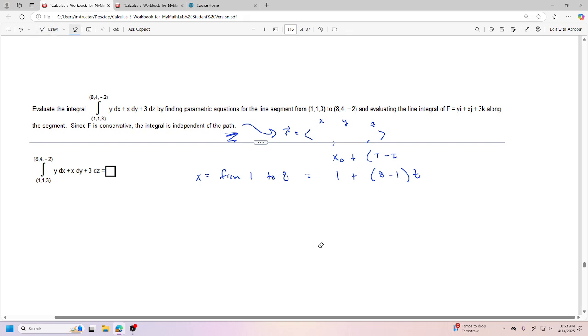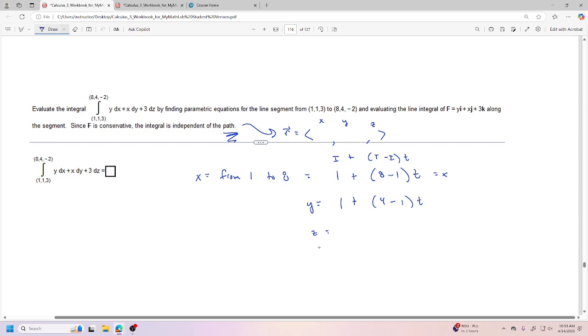I don't like that. I'm going to do just i's. Initial, terminal minus initial, and then times t. That's kind of like the formula for it. So that's my x. This is x. So for y, what would I do for y then? Like, what's my initial? Yes. And then what am I adding? 4 minus 1 t. Yep.